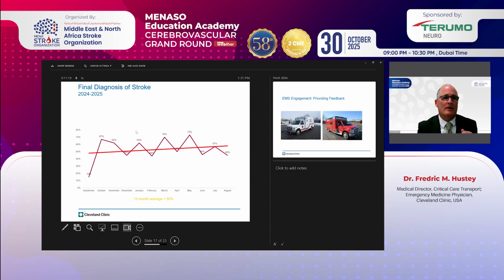And then the final diagnosis of stroke: for all of the patients that we do transport in our mobile stroke unit, about 57% will have a final diagnosis of stroke. So again, I think that's one of the bigger challenges with mobile stroke units, trying to narrow that dispatch protocol down to where you're getting that population that you're really looking for.